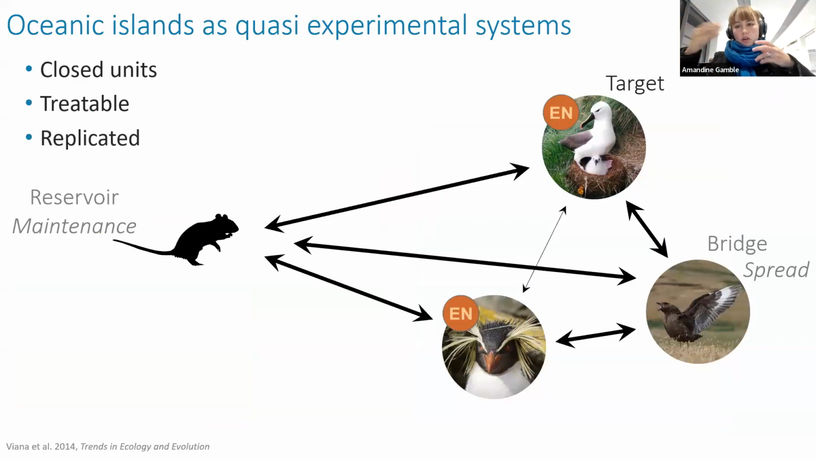So we have the birds, the albatross and penguins, being affected. We have the skuas moving around, and we have the rats acting as maintenance hosts and potentially also helping with transmission by moving between nests.